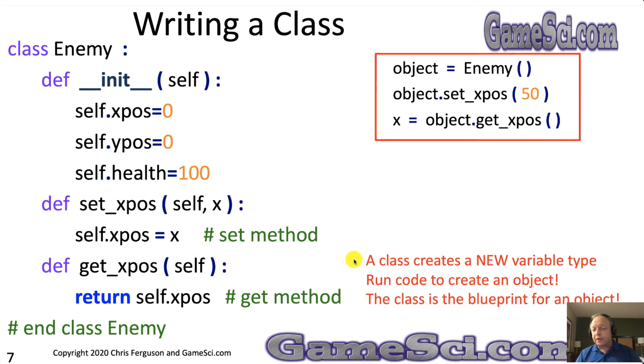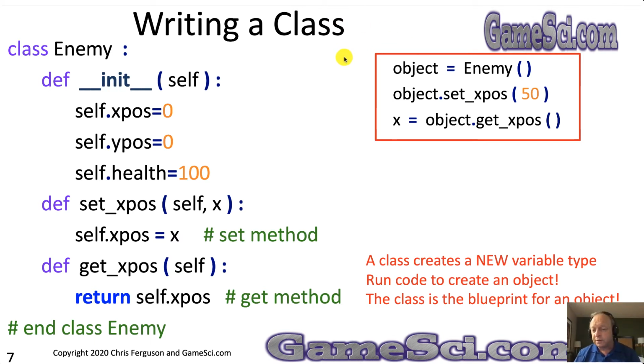A class creates a new variable type. Let's run some code to create an object. The class is the blueprint for an object. What do I mean by a class creates a new variable type? Well, we know about the int variable type, and we know about the string variable type, and we know about the float variable type. Whenever I create a class like class enemy, I am basically building a new variable type. I can create a variable of type enemy when I create an object out of the class enemy.